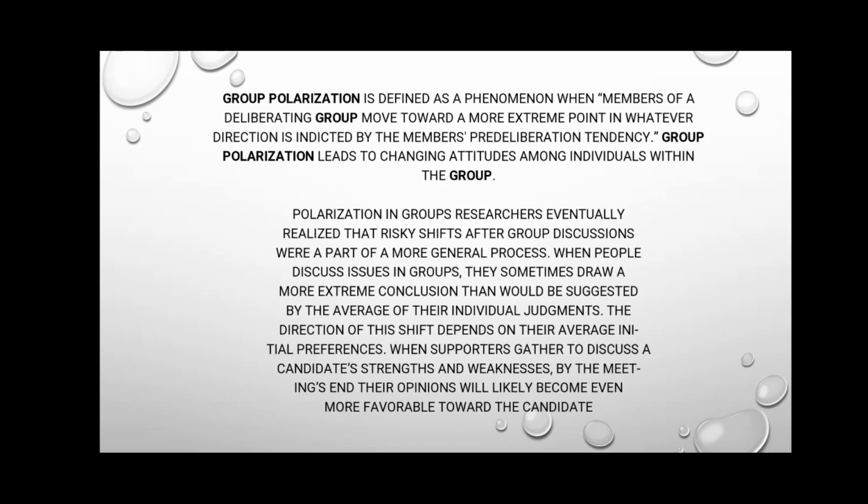Researchers eventually realized that risky shifts after group discussion are a part of more general processes of polarization in groups. When people discuss issues in a group, they sometimes draw a more extreme conclusion than would be suggested by the average of the individual judgments. The direction of this shift depends on the average initial preferences. When supporters gather to discuss a candidate's strengths and weaknesses, by the end of the meeting their opinions will likely become even more favorable toward the candidate.